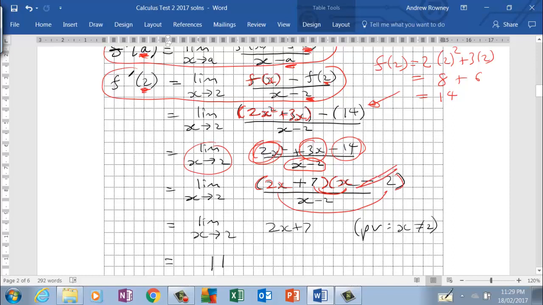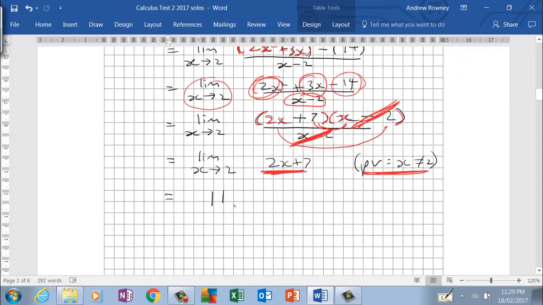Now we can cancel that x take 2 and x take 2, and so we're left with 2x plus 7. Notice when I cancel it, I put the proviso that x is not equal to 2, because we are dividing by x take 2, and if x is 2, we're really dividing by 0. Now we put the 2 in, now that the x take 2 is gone, and so you get 11. 2 2s are 4 plus 7 is 11. That represents the slope of the tangent at x equals 2.